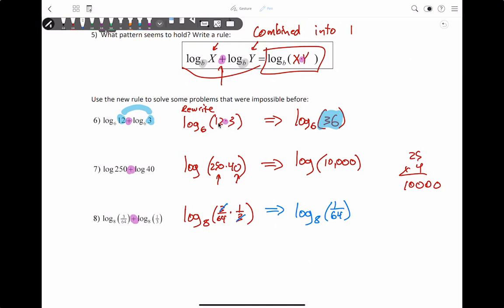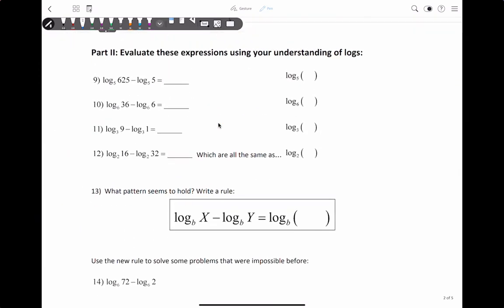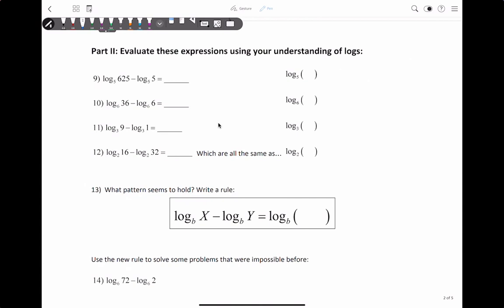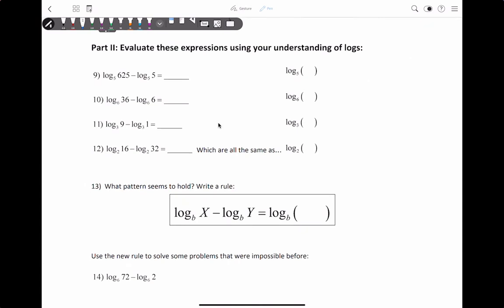All right, so let's go ahead and move on. Our next one is going to be subtraction. Okay, and the subtraction, you probably guessed it, is not going to be multiplying. We're actually going to be dividing. So again, the same rules apply. I must have the same base. And then when I look at between 2 separate logarithms, these 2 are going to combine again into 1.